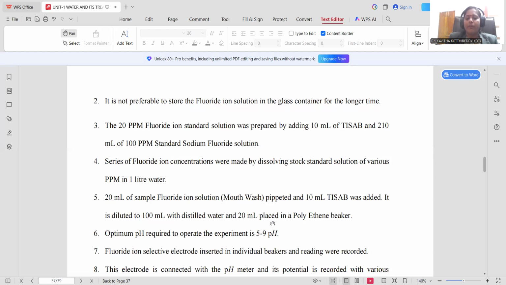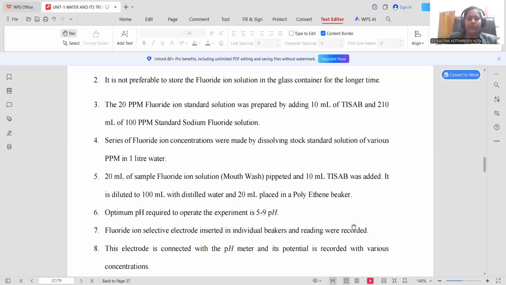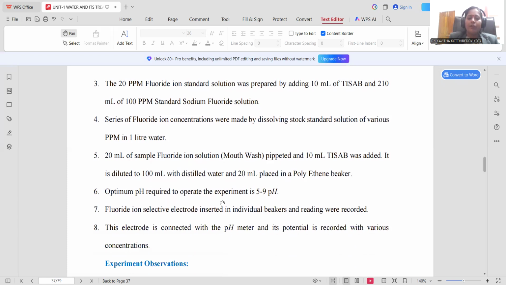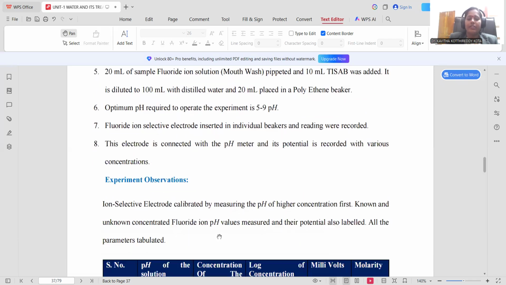From that, again you are pipetting 20 ml of the diluted solution into the beaker. Now, pH is required to be adjusted. The ambient pH level required is 5 to 9. With the fluoride ion selective electrode, individual beakers will be taken and the individual potential difference measured. These electrodes are connected with the pH meter and the potential is also measured. pH and potential are required to be measured at various concentrations.